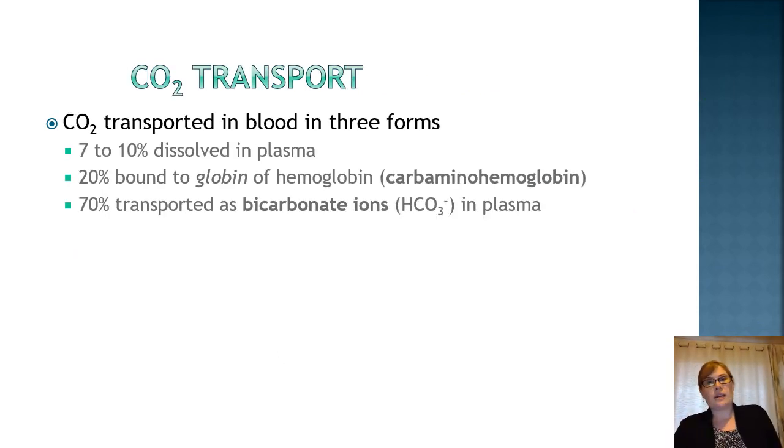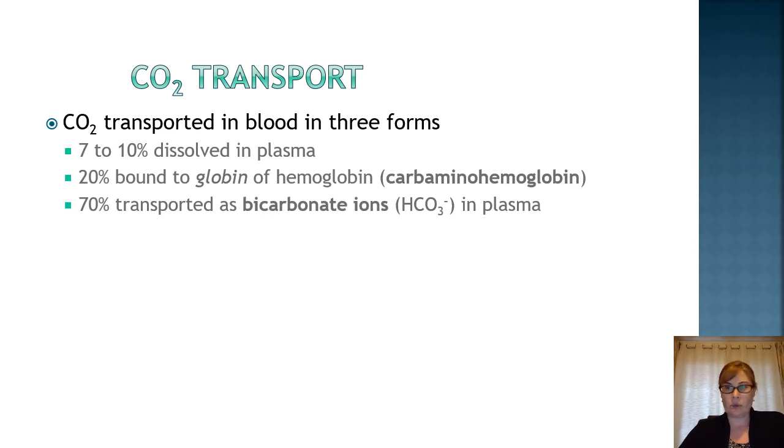All right, so how is carbon dioxide transported? We already know that oxygen is transported 98 point something percent through hemoglobin, a little tiny bit dissolved in plasma, maybe 1 or 2%. Carbon dioxide is a little bit different. Maybe 10% is dissolved in the plasma. 20% is bound to hemoglobin. It's not bound to the heme, it's bound to the globin part of hemoglobin. And when it is bound to that, we call it carbaminohemoglobin.